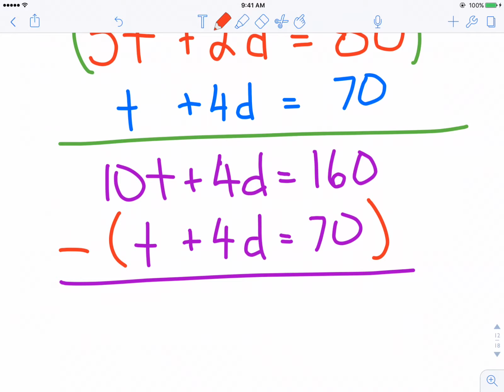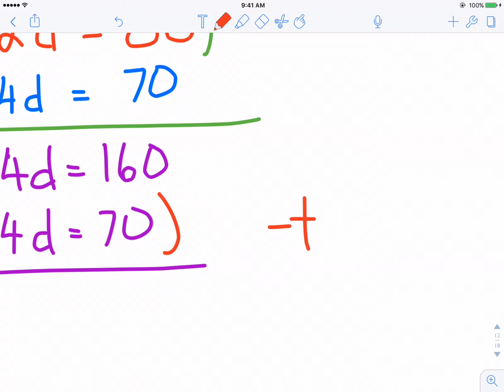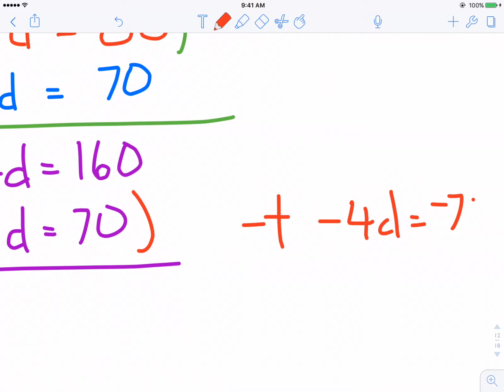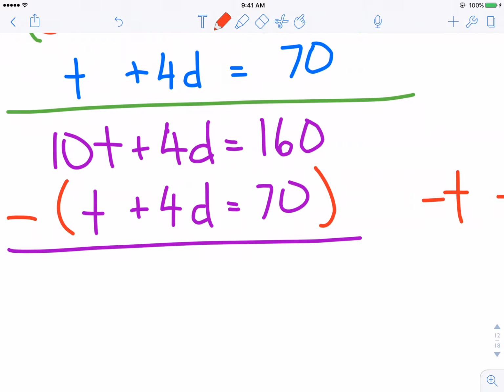Okay. If you wanted to, you could change those terms around right now, right away. Just change that to a minus t and a minus 4d and a negative 70. And then simply add the equations together, because you've already incorporated that minus sign. Okay, so that's another way to do that.